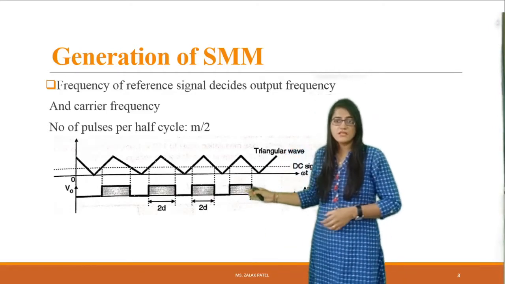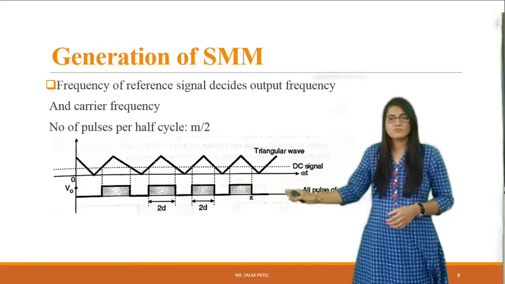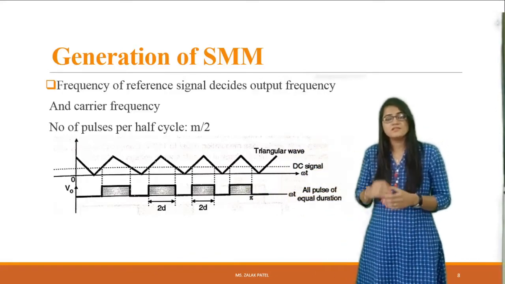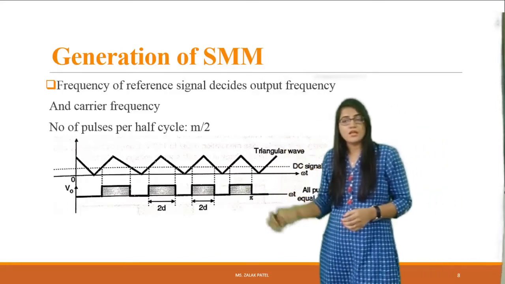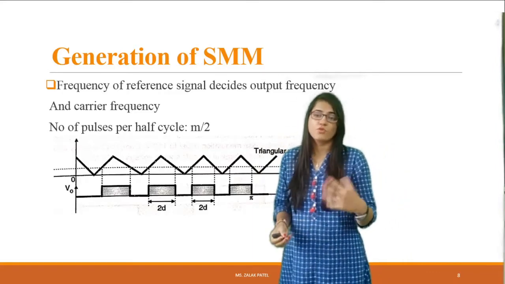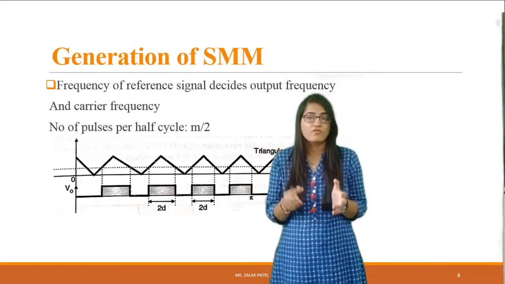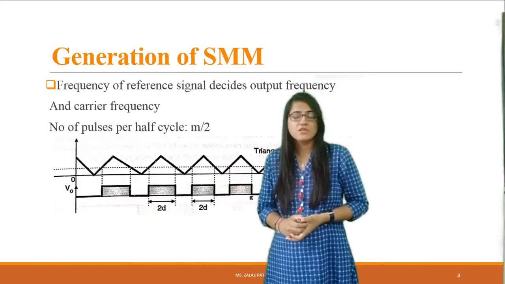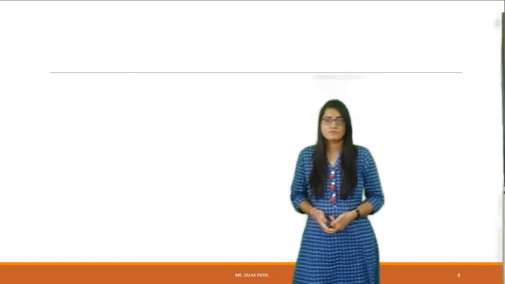Here you can see a symmetric pulse of square, and the symmetry will be shown in the triangular one. So both will decide the number of counts that will be passed from the symmetric modulation.